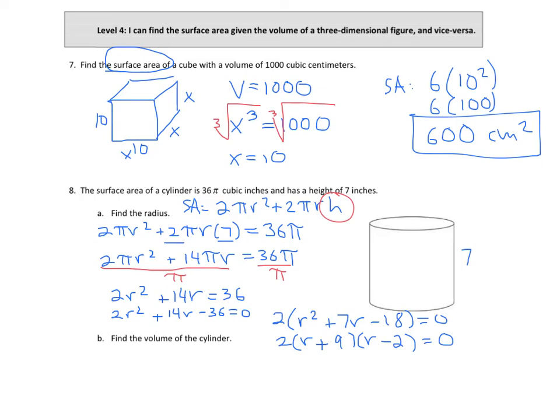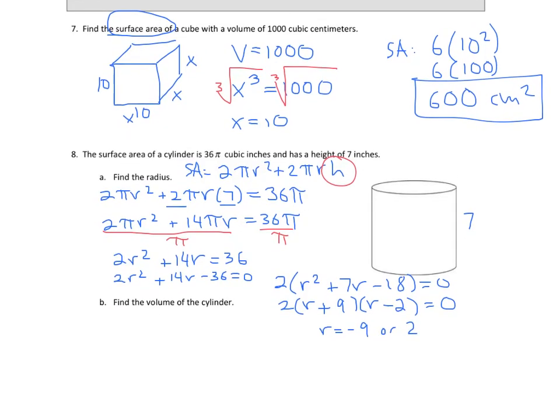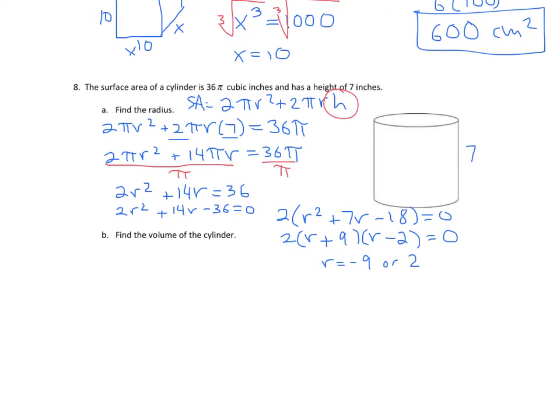And then the solutions to this equation are the numbers that make each part equal 0. So we get r equals negative 9 or positive 2. Now, since this is a geometry setting, we only want to keep positive answers because a radius of negative 9 doesn't make any sense. So the radius is going to be 2.